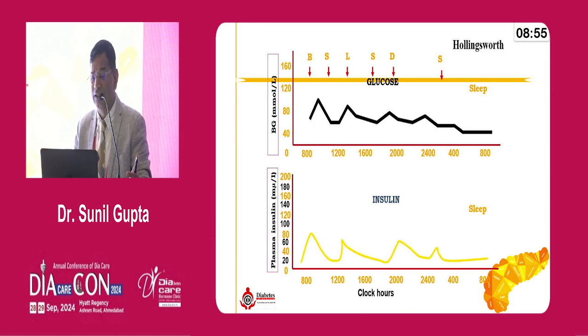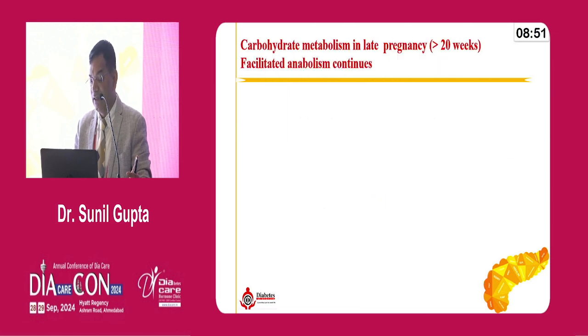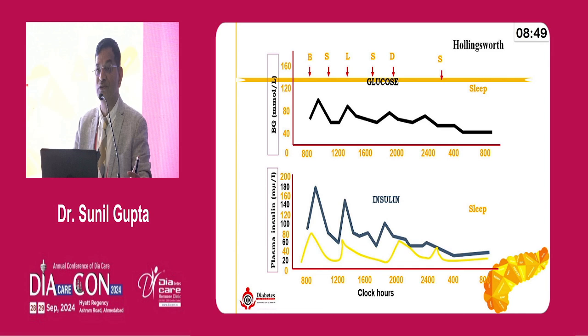And this is the glucose level again. This is normal during pregnancy, hyperinsulinemia, but the glucose level remains normal. So your beta cells should be able to supply enough insulin to keep you euglycemic even during pregnancy. That is what it means when the glucose challenge test is negative.